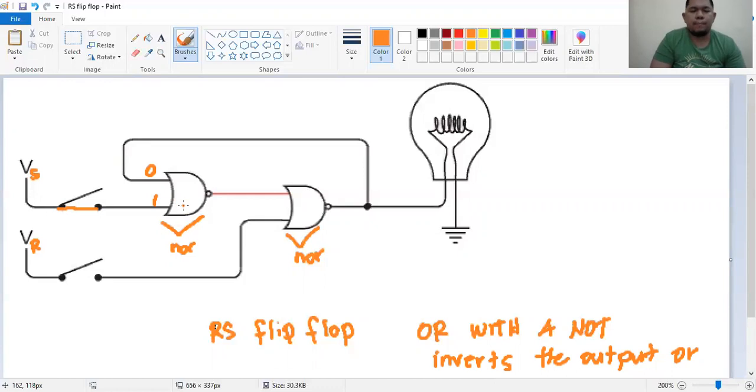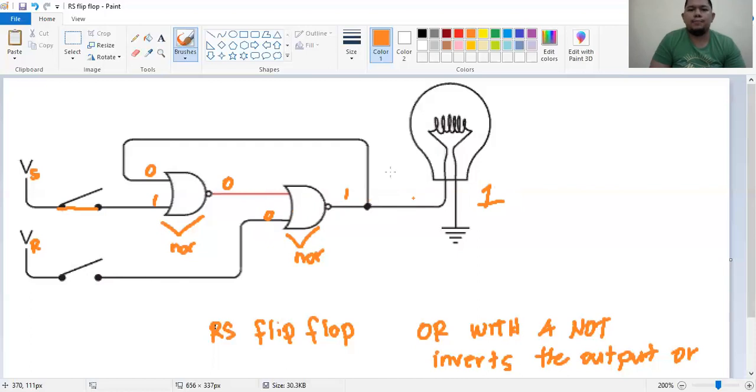Since this is a NOR gate, 0 or 1 becomes 1, and inverting that, we have 0. That's for the first NOR gate. Now, what happens if the reset switch is open? We have the value of 0 here, so 0 or 0 becomes 0, and inverting that gives 1. So essentially, our light bulb is going to light up.